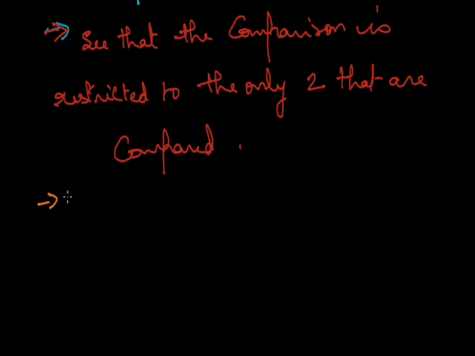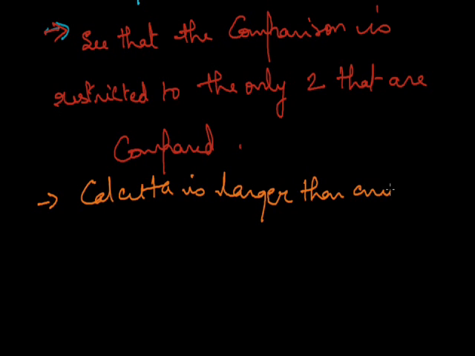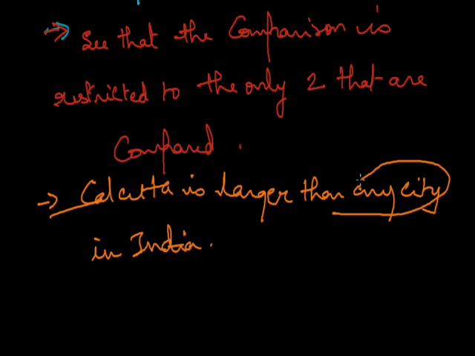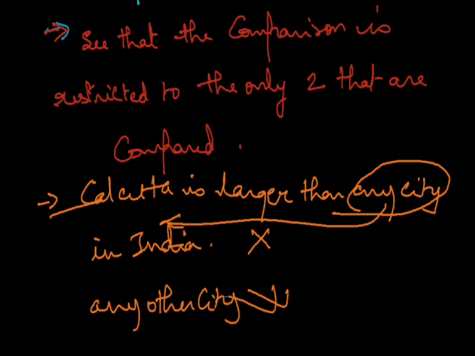Next is when a comparison is introduced using a comparative followed by than, the thing compared must always be excluded from the class of the thing with which it is compared by using other. For example, Calcutta is larger than any city in India. The incorrect thing in this is that any city also includes the city Calcutta, which does not convey the right meaning. So it should be that Calcutta is larger than any other city. That means when you say any other city, you are excluding Calcutta out.